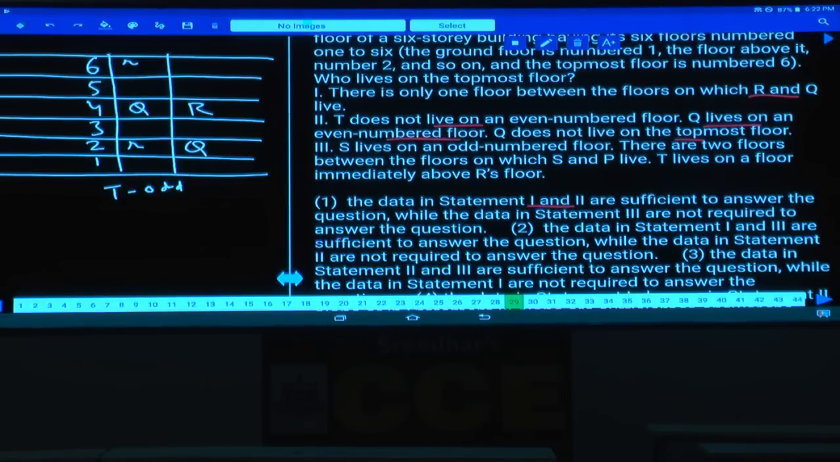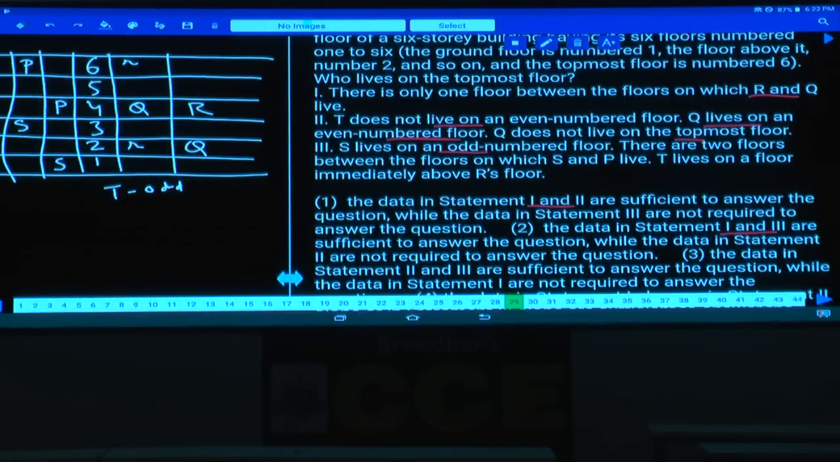Then what about the next choice? 1 and 3. Now S lives on an odd number floor. There are 2 floors between S and P. S lives on an odd number floor. How many possibilities can we have? S can be on the 1st floor, or on the 3rd floor, or on the 5th floor, isn't it? And there are 2 floors between S and P. As there are 2 floors between S and P, here P must be here. In this case P must be here. In this case P must be here.